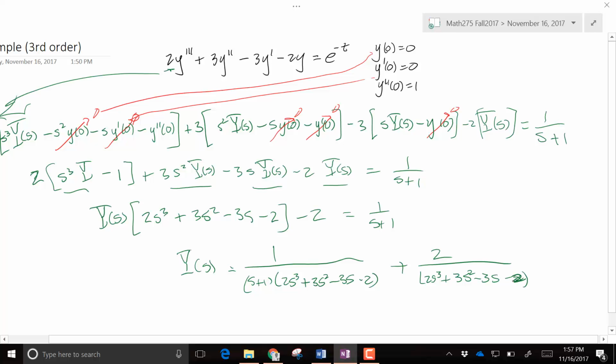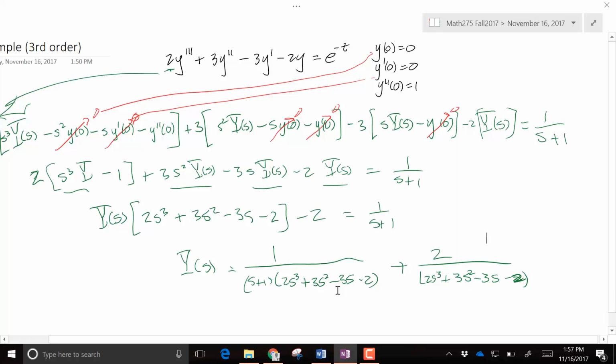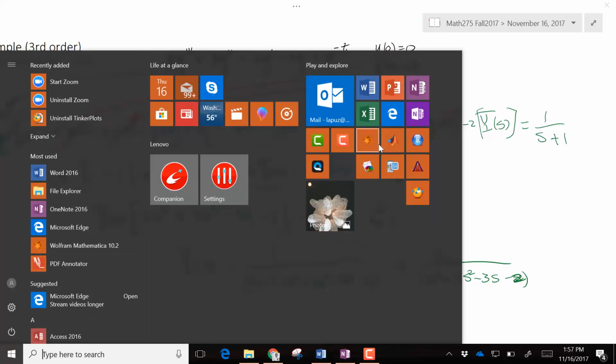Okay. So all you have to do is partial fraction this. Well, the thing is, you could probably factor this if you look at this. You could factor it. All right, this is where I take Mathematica out.